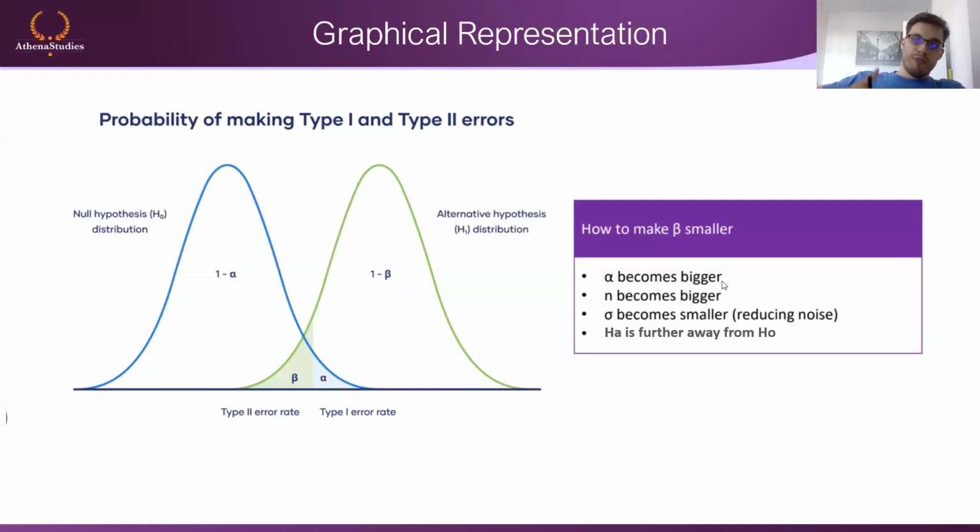You can make your alpha become bigger, so your significance level can become bigger. Then you're making a mistake, so you're increasing your chances of making a type 1 error, but you're lowering your chances of making a type 2 error. You can make your sample size go up, so your n becomes bigger. You can't really lower your standard deviation. You can try to reduce noise in your sample, but that is very hard.